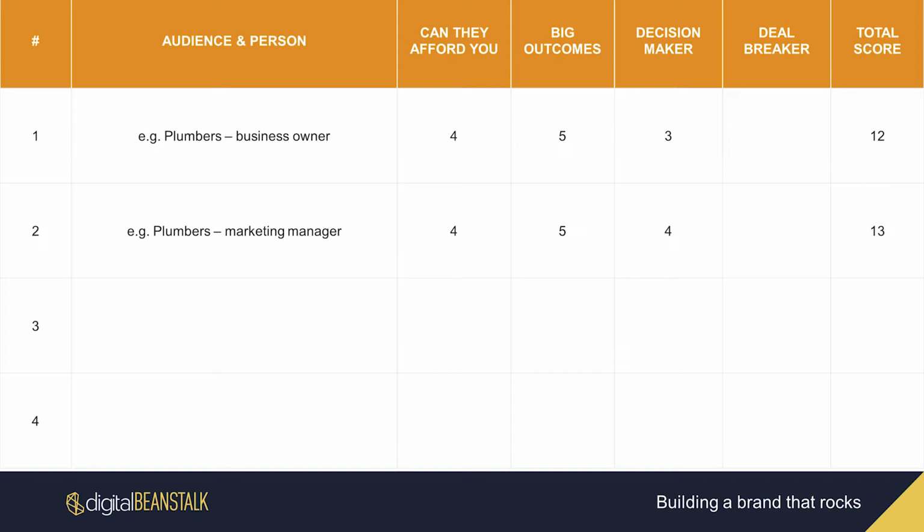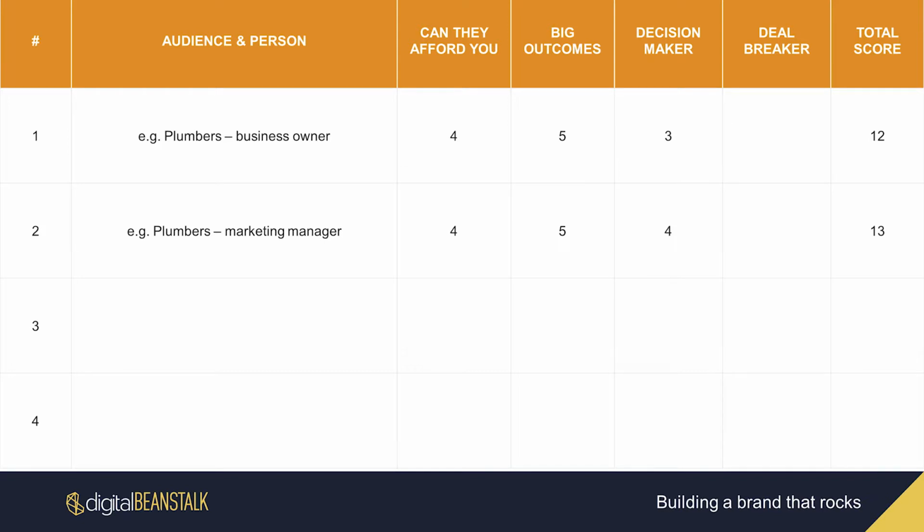The next column is, can they afford you? It's all well and good working with people who have no money and make you feel great. However, long term, this is not going to work out very well for your business plan. So on a rating of 1 to 5: 1, they really can't afford you at all. 5, they could afford you easily. Go down and rate each one of those audiences.